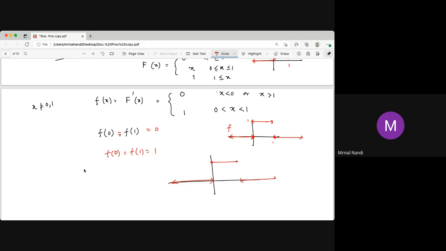If you are given a graph of small f, you can easily draw the graph of capital F, and if you have a capital F, then we can draw the small f. Maybe at one or two points, or some finitely many points, you can change the point values. So that's all for today.